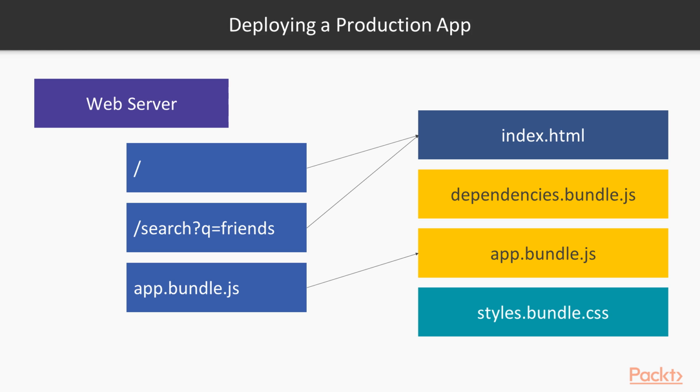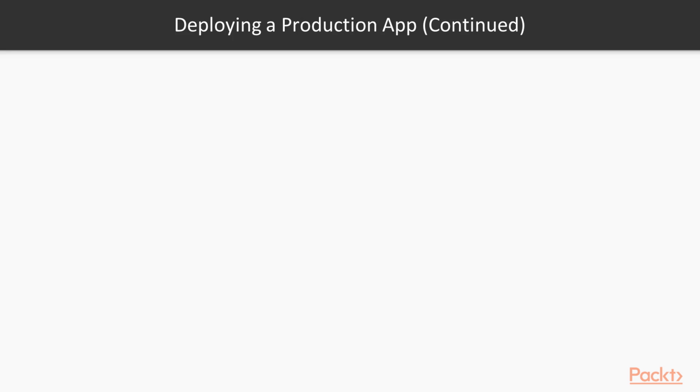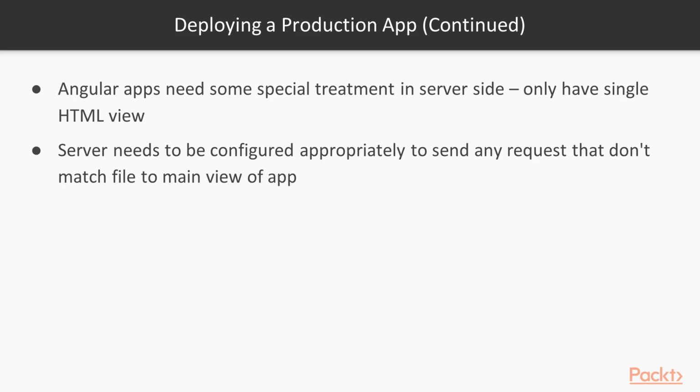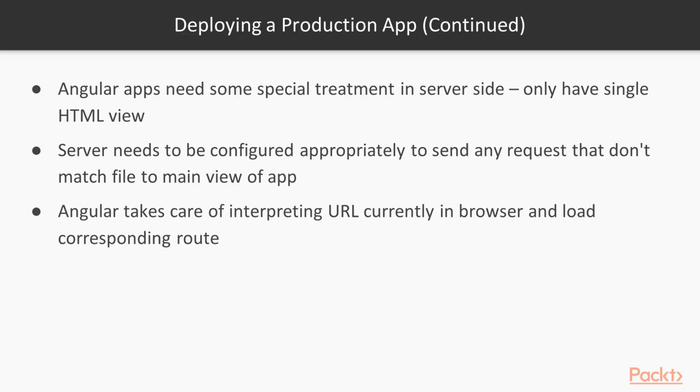When we build our Angular apps, we end up with a directory containing all the files that we need to serve it. We then push that directory to a web server so anyone can access it on the internet. One thing that we need to take into account is that Angular apps need some special treatment on their server side, as they are single-page applications, meaning that they only have a single HTML view. The server needs to be configured appropriately to send any requests that don't match a specific file, like an image or a script, to the main view of the app. Angular then takes care of interpreting the URL currently in the browser and loading the corresponding route.